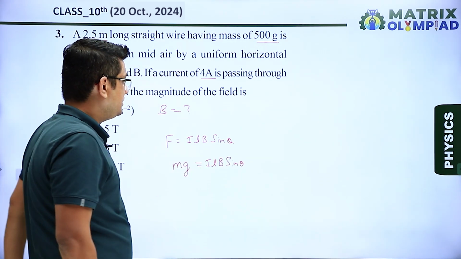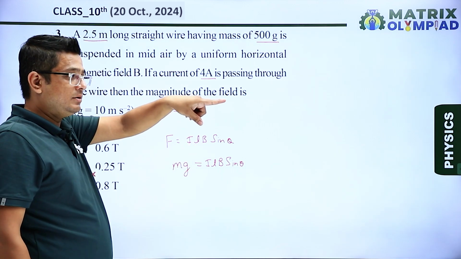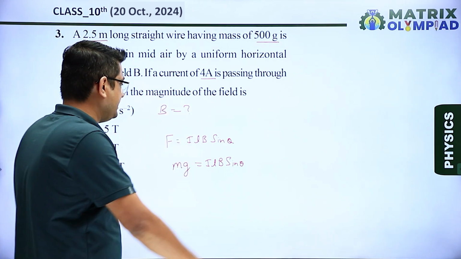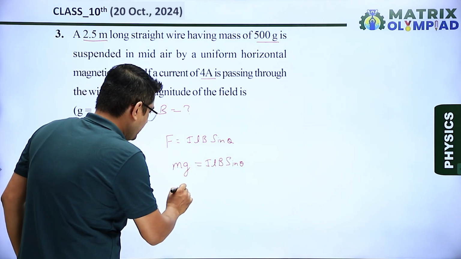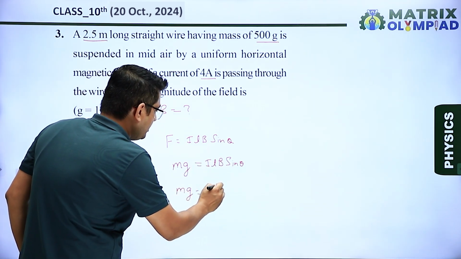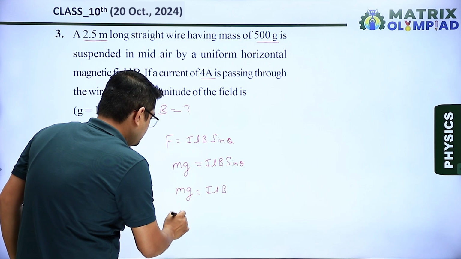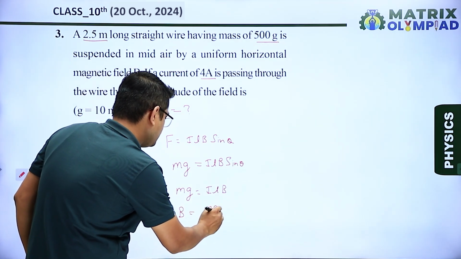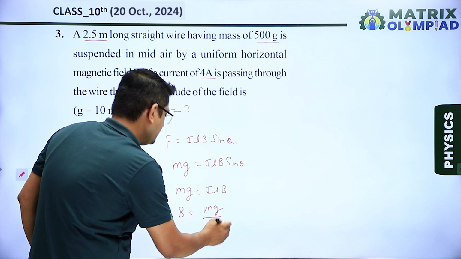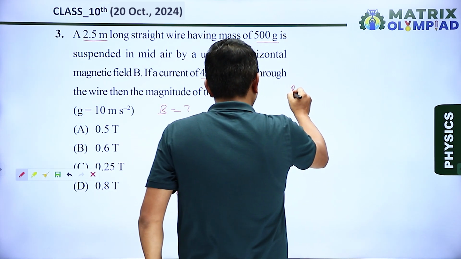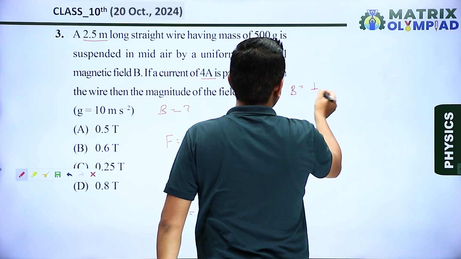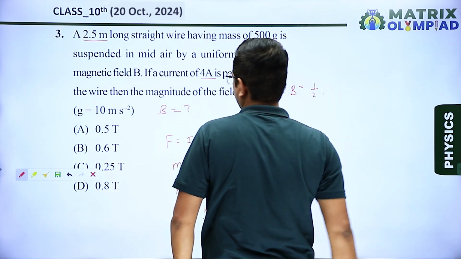Here the theta is angle between L and B. The direction of conductor is like this and magnetic field is this, then the angle is 90 and value of sin 90 is 1. So mg is equals to ILB. We have to find the value of B. So let us first make the formula. B is equals to mg divided by I into L. So B is equals to, mass is given 500 gram. I can convert it and it will be in kg, that is 1.2.